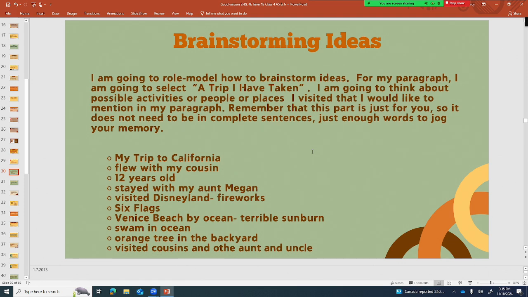So this part is just for you. You don't have to hand this in to me. It's just giving you a starting spot so that you have your ideas down and then you do the writing. Because a lot of times, if you're trying to think of all your ideas and think of how to say it and think of grammar and think of spelling, that is putting a lot of strain on what we call your working memory.